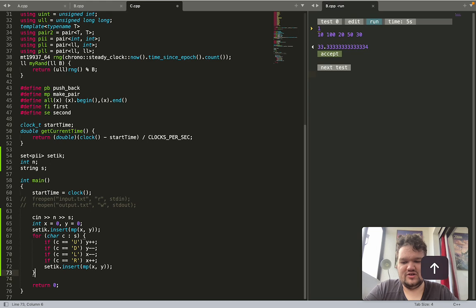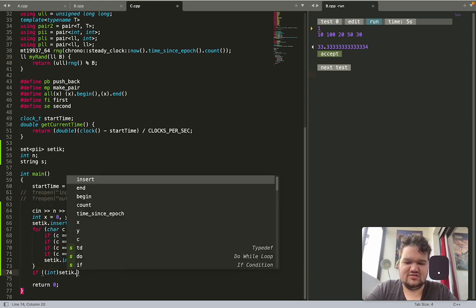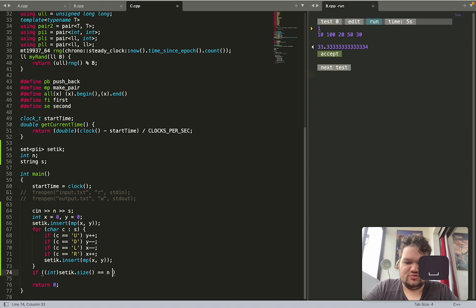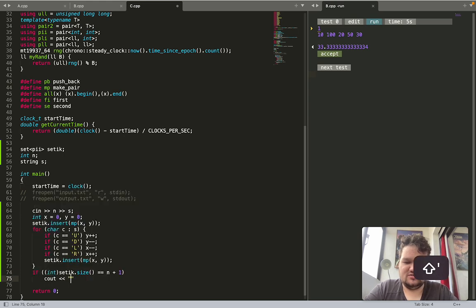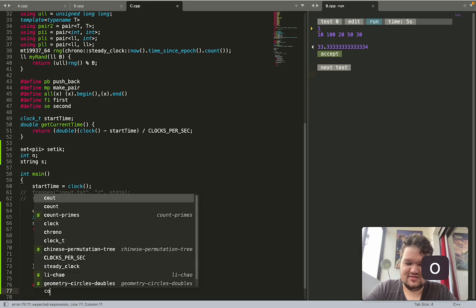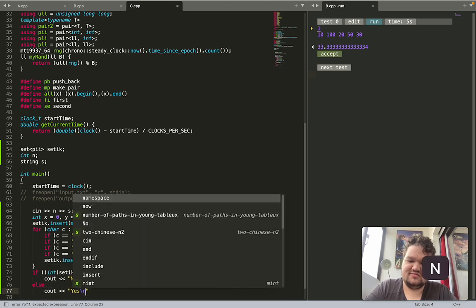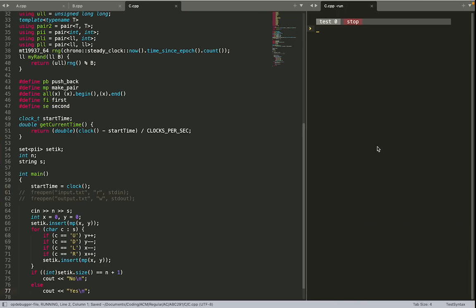So if we never visited the same coordinate twice, the size of the set should be n+1. So we print no, I think. Otherwise, yes. Or maybe it's the opposite.